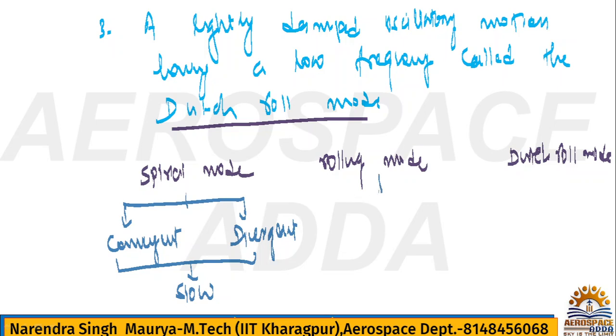And this one, the rolling mode, is highly convergent. Only convergent will be there here, no divergent motion. Among all three, only one is the oscillatory motion. That is also very important, and a question will be asked to you. Only one motion will be called oscillatory motion, and this oscillatory motion is a combination of yawing and rolling.